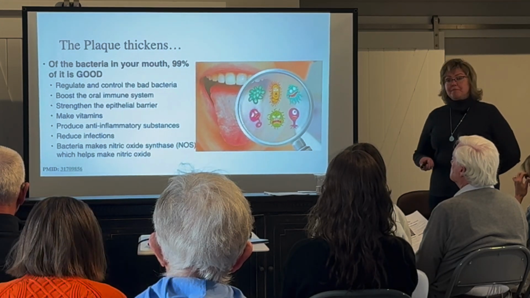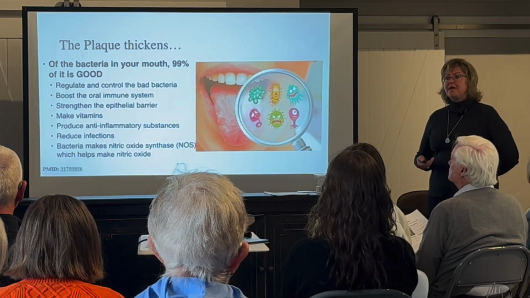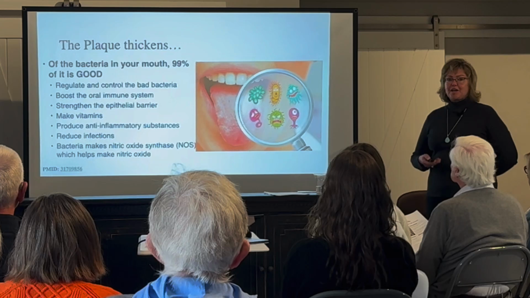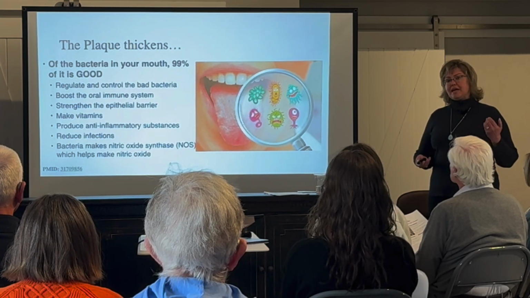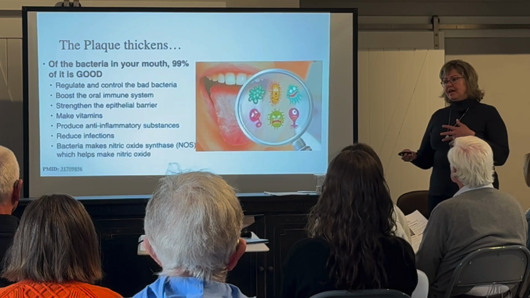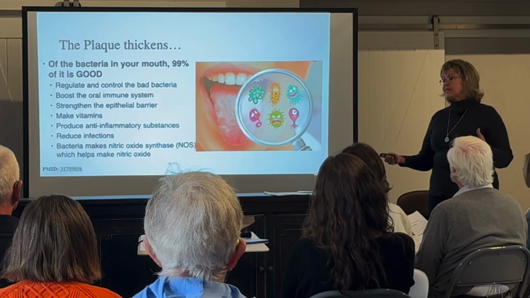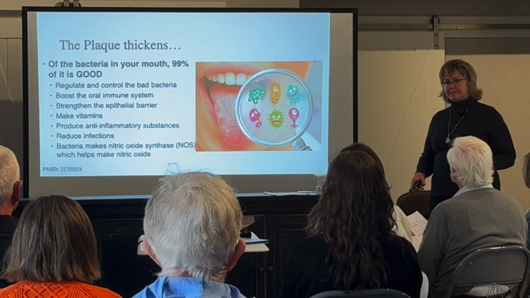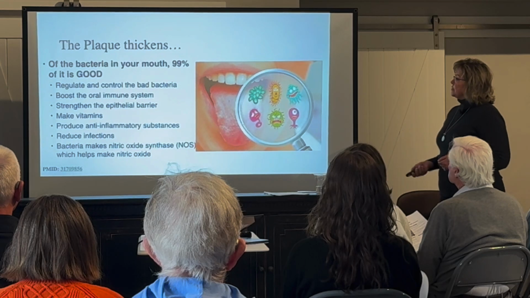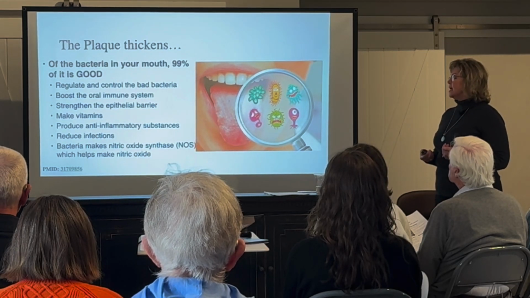It makes vitamins in the gut. For example, it makes B vitamins, it makes vitamin K2, and vitamin K2 is a really interesting nutrient because it helps shuttle calcium. Instead of letting it sit around in the arteries and harden, it can allow it to go into the bones where it needs to be. It also produces anti-inflammatory substances and reduces infections.